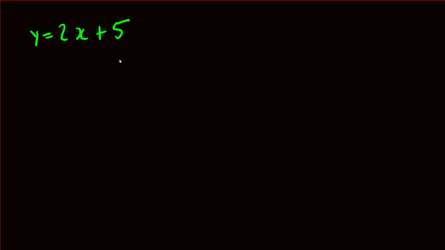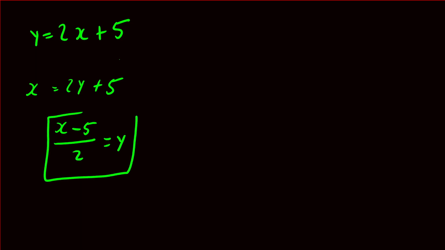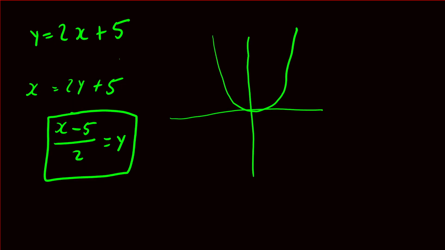Y equals 2x plus 5. Now, the best way to find an inverse of this function is basically you swap the x and y's. So I'm going to swap the x and y, so I'm going to put x equals 2y plus 5. Then I solve for y. So it'd be x minus 5 over 2 equals y. And this is the inverse of the function. So that was pretty easy, right? We got our first inverse function solved for.